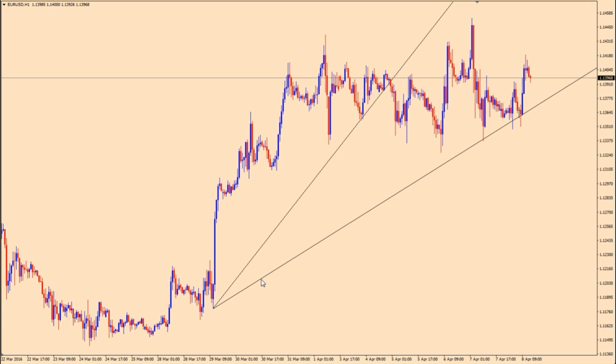Now, this angle is set so it moves up at the rate of 1 pip for every hour of time that goes by. Thus, 1 by 1 angle. This is a 1 by 2 angle, which means it moves up 2 pips for every hour of time that goes by.